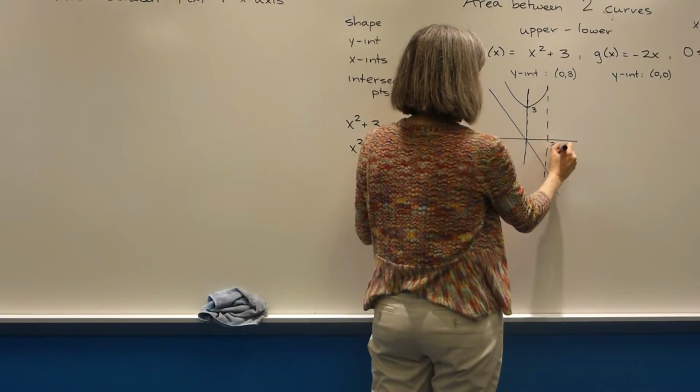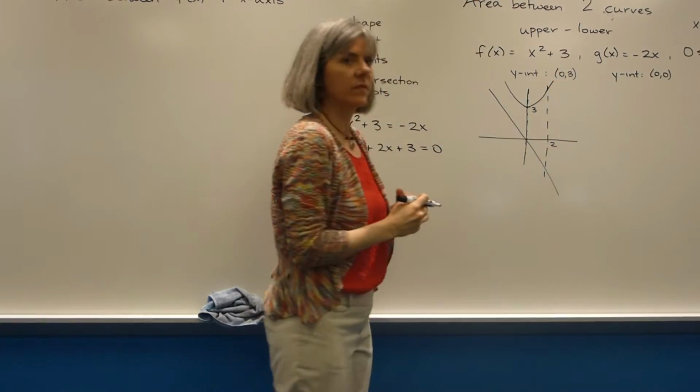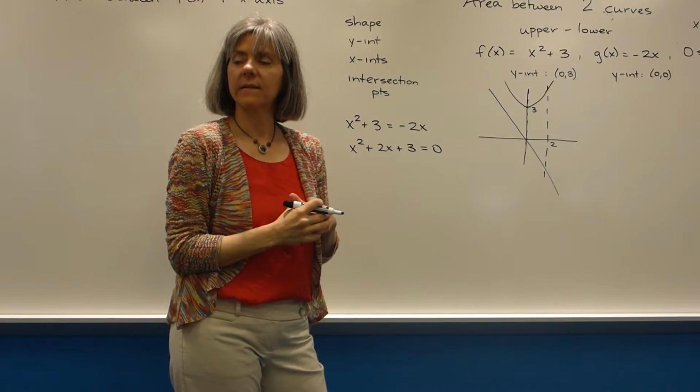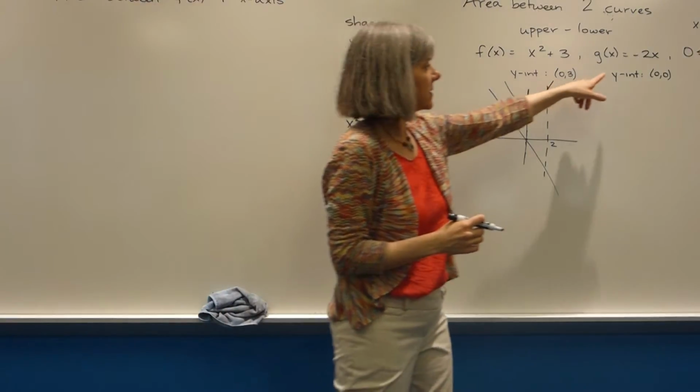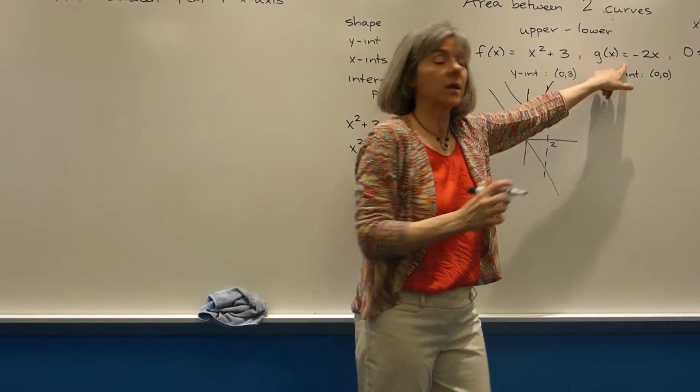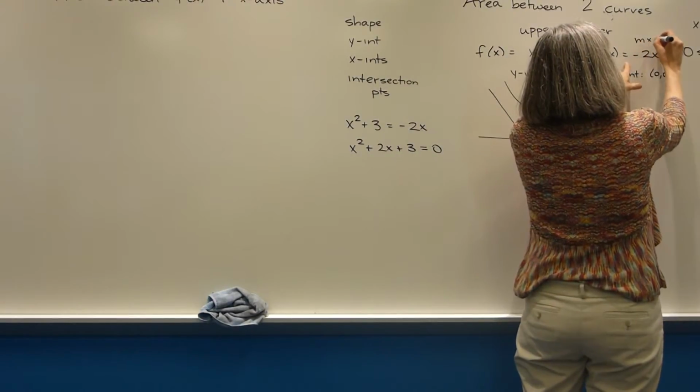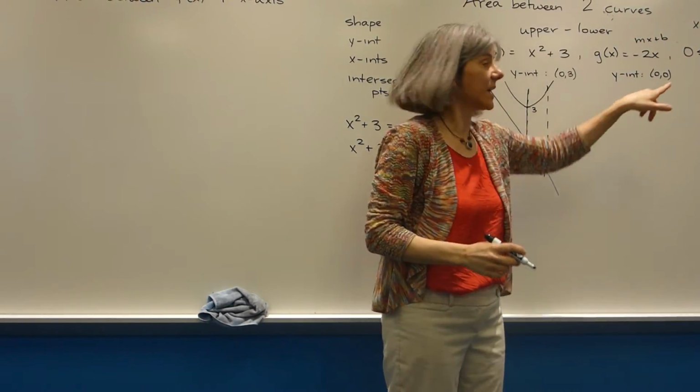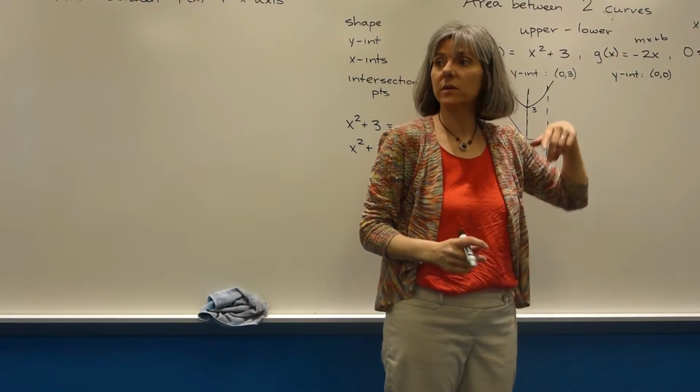Okay, so this is 2. Did I do that right? How did you get a 0 and 0 for the line? For this one, for the line? Well, you could write it as mx plus b. B is 0. Or you could put in x equals 0. You get y equals 0, either way.